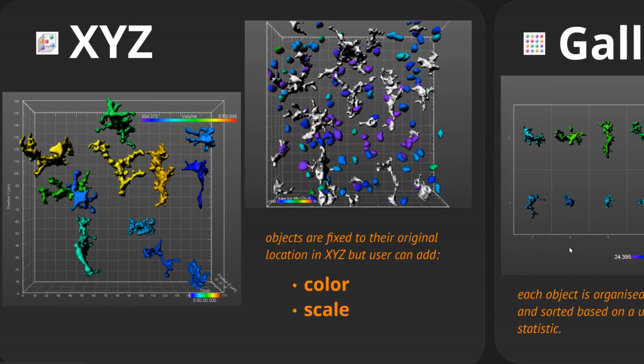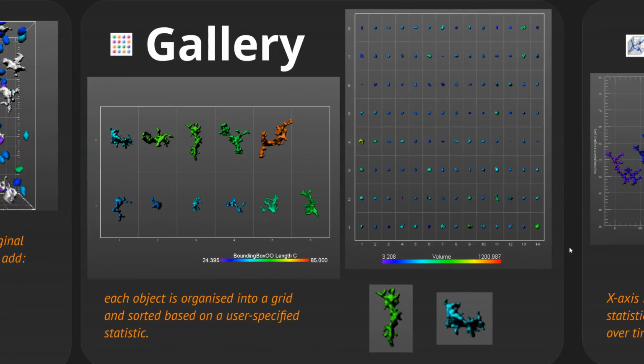Okay, the second is a gallery view. And this one is really useful if you are looking at cell morphologies. So if you are looking at changes in morphology, if you're comparing cell morphology after some kind of treatment, anything that involves shape, different shapes, the gallery view is really cool because it allows you to take all of the structures out of your data set and put them into a grid.